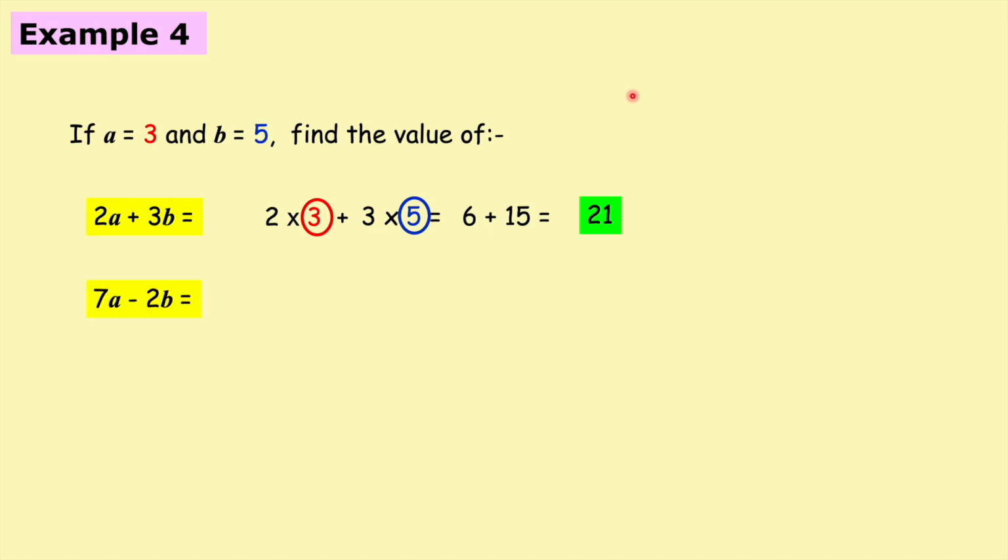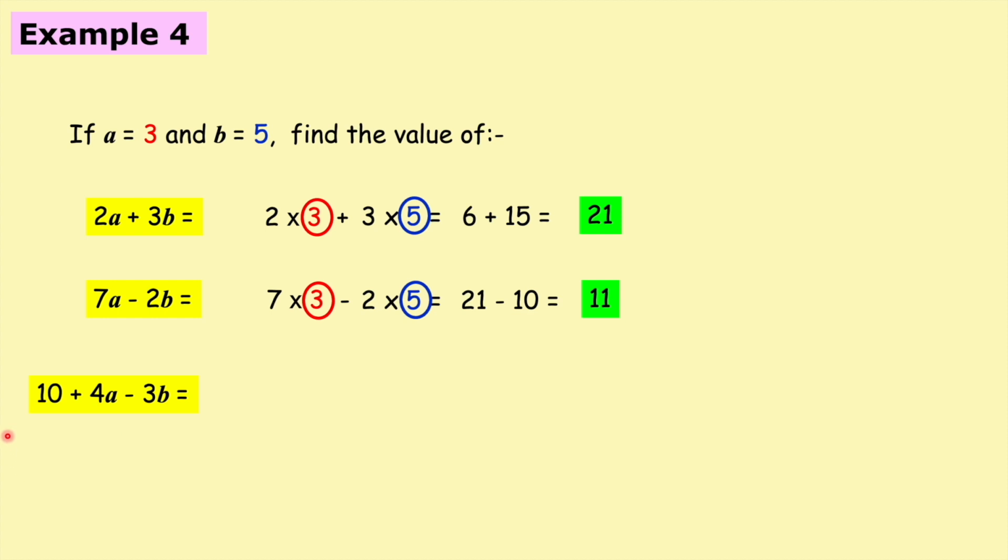Then we're going to calculate 7a subtract 2b. Swapping out the a for 3 and the b for 5, so 7 times 3 subtract 2 times 5. So we need to work out 7 times 3 first and then 2 times 5, so 7 times 3 is 21. Subtract 2 times 5, which is 10, so 21 subtract 10 to give us 11.